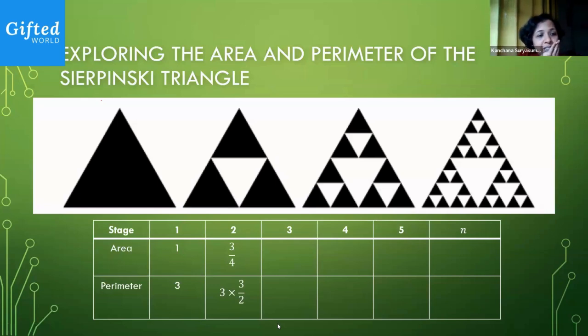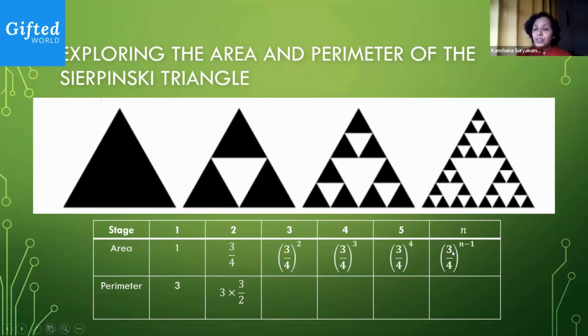What would happen in stage 3? Okay, 3 by 4 to the power n minus 1. Thank you, Shravana. 9 by 16. Nice. Multiply by 3. Okay, good. Awesome. So some of you are getting the pattern. What is happening here is each time at every stage, I'm multiplying the previous stage by 3/4, right? 3/4 of it is what I'm keeping.